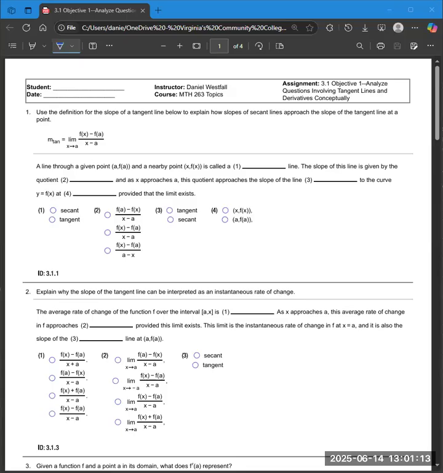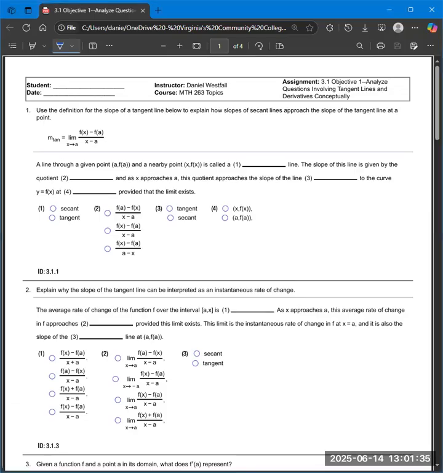Right, in this video, we're going to talk about 3.1 Objective 1, where we analyze questions involving tangent lines and derivatives conceptually. So what is a tangent line as opposed to what is a secant line? This formula that's given right here, the f of x minus f of a over x minus a, that's really the same thing as f of b minus f of a over b minus a that we had for the slope of a secant line in pre-calculus, the average rate of change.